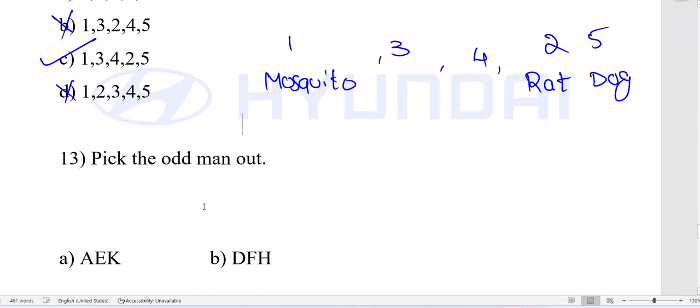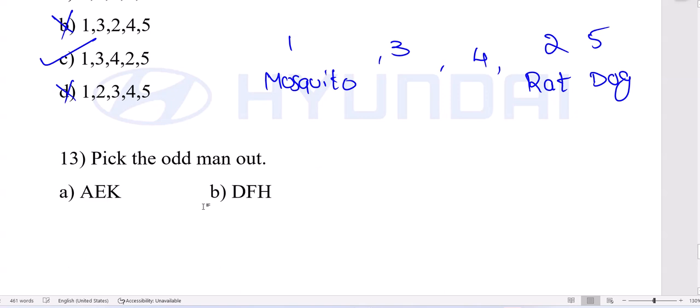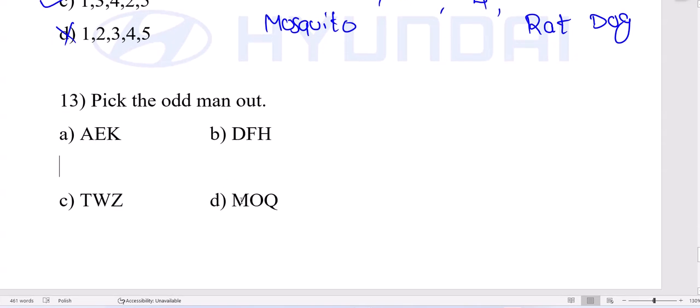Next, odd one out. This is also one of the important things. Among the options, one is different, and we have to identify which is the different one. Odd man out. Among 4 options, all follow one logic. It is not a series. Don't say the first letter is A, next is D, and so on. Don't go in that way. Individually, the first one has some logic, the second one follows the same logic, the third one may not follow that logic. Individually, three will follow the same logic, one is different. AEK is different.